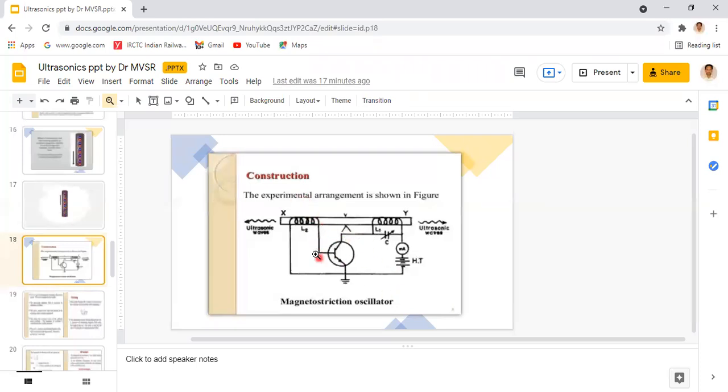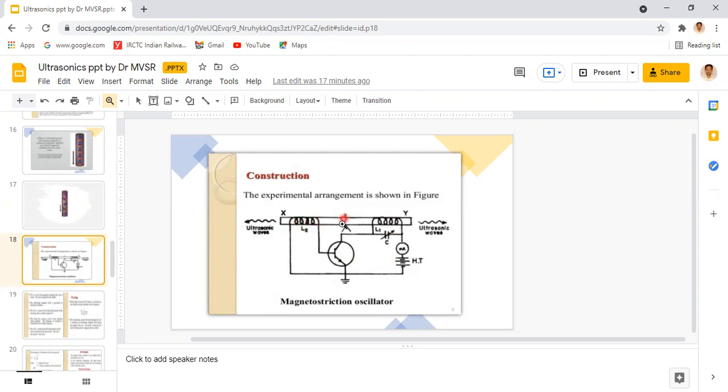This is the circuit diagram, in which XY is the ferromagnetic rod, which is clamped at its center. At the right side of this rod, we place an inductor of inductance L1, which is connected to a variable capacitor. So it is an LC circuit. This LC circuit is followed by an NPN transistor, which is followed by the feedback circuit L2, at the left-hand side of this rod.